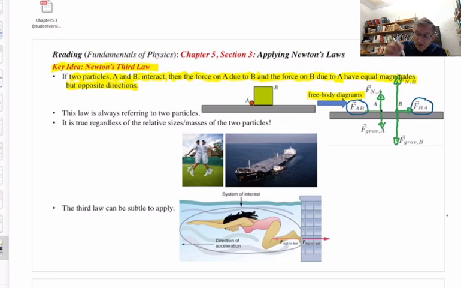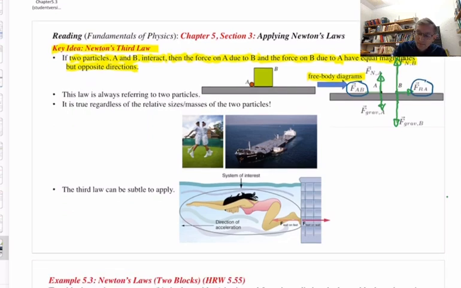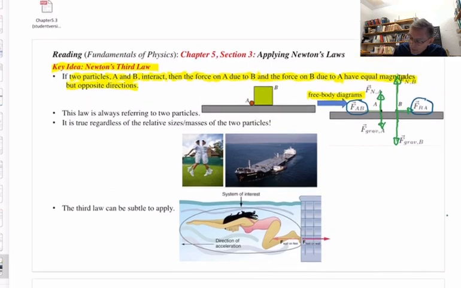And what Newton's third law tells us is how to compare that force on A due to B, and that force on B due to A. Notice the forces are on different things. There's one force on A, and there's one force on B. And the third law is telling me information so that I can compare those two.